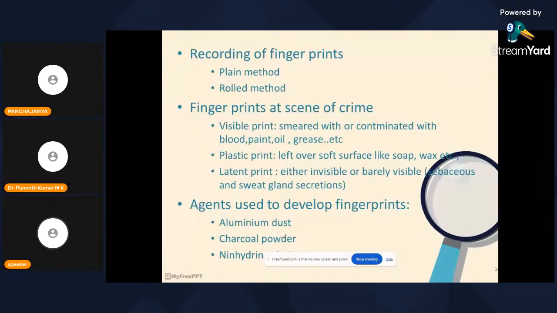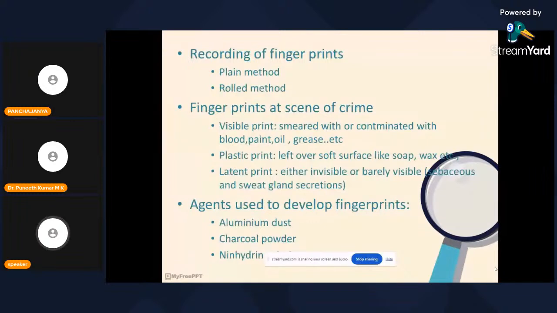Fingerprints at the scene of crime fall into three categories: visible print, plastic print and latent print. A visible print is smeared with or contaminated by blood, paint, oil or grease. When the hand is full of oil, grease or other materials and we touch a wall or other objects, the prints can be seen easily, without any UV lights or other objects to detect the marks. That is considered a visible print.